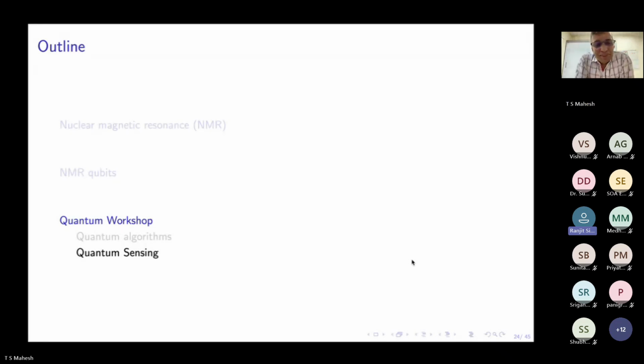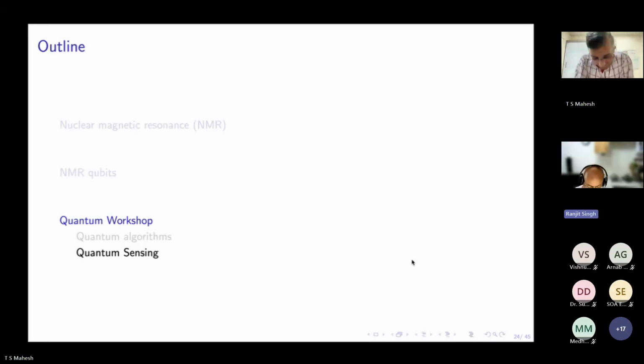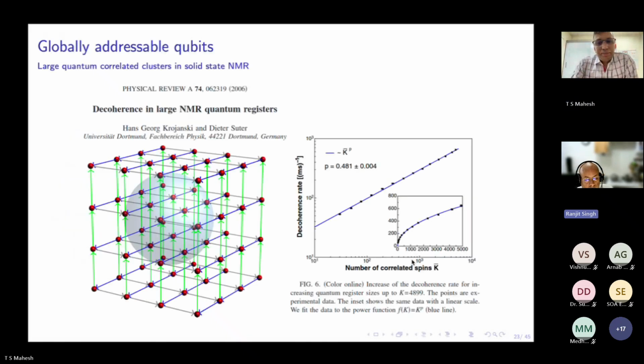Yes, I have two questions, probably three. Allow me to ask. What are the fundamental scalability bottlenecks in NMR quantum computing?